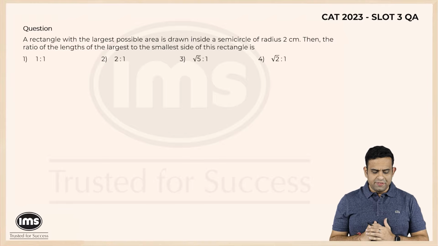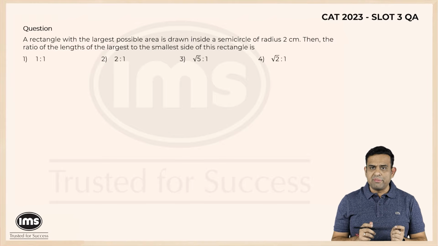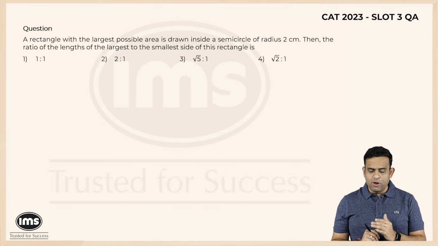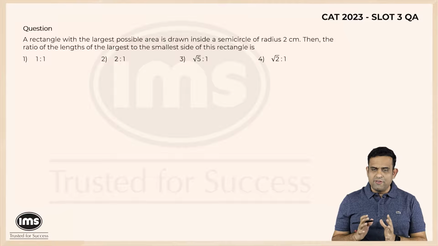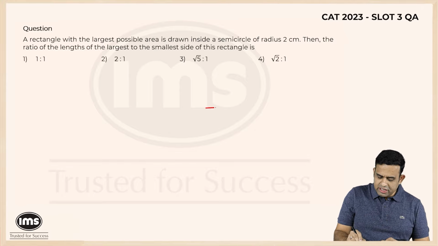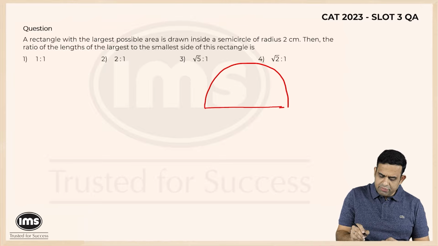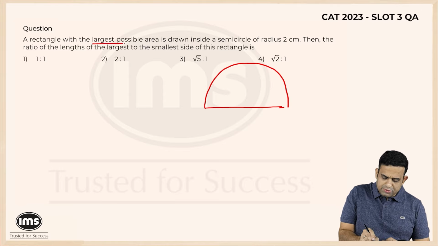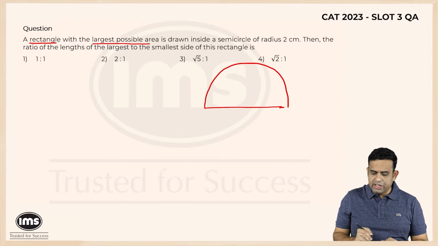In the next sum, it is given that a rectangle with the largest possible area is drawn inside a semicircle of radius 2 cm. Then the ratio of the length of the largest to the smallest side of the rectangle is how much? So again, we can have a couple of methods to solve this particular question. One basically is that you have a semicircle, and the main thing is we want to find out the largest possible area for such a rectangle.